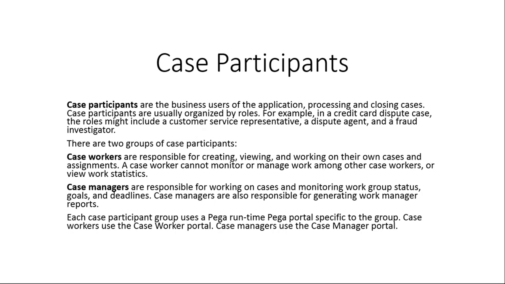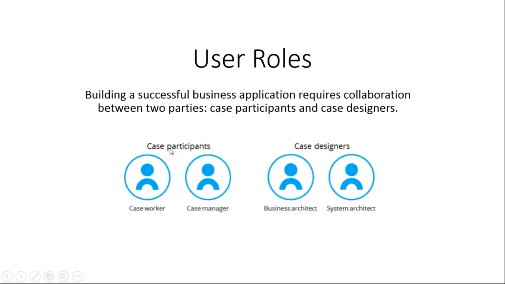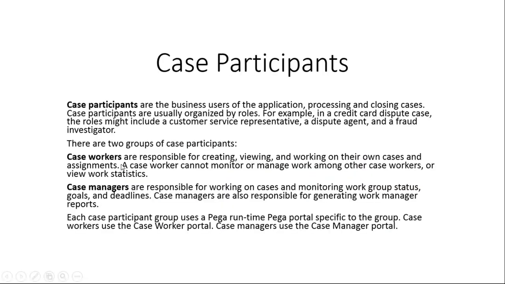Then the dispute agent comes into the picture. That agent checks the dispute, and then the fraud investigator. There will be one more person who investigates where exactly and how exactly this transaction was done. That is how they perform it. There are two groups of case participants, as I already showed you in the previous slide: case worker and case manager. What do we mean by case worker and case manager?